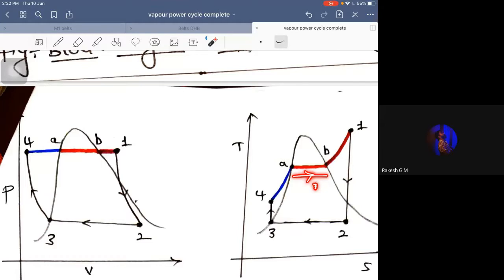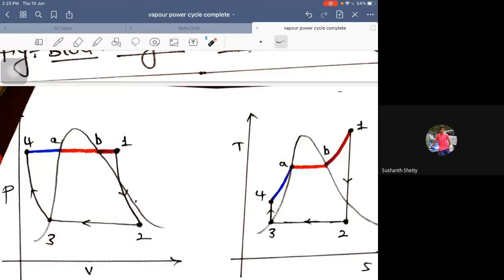Now, one more thing you have to observe. I told you from state A to B, it is continuously changing its phase. From the figure, it is very clear that during the transformation from A to B in the boiler, the temperature does not change. So the phase change happens keeping the temperature constant. Here, the temperature rises, keeping the phase constant. See the beauty of this.